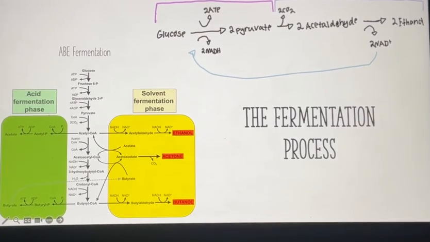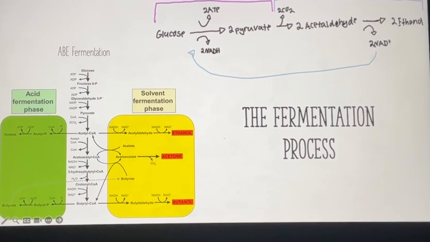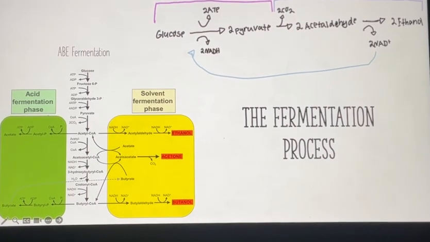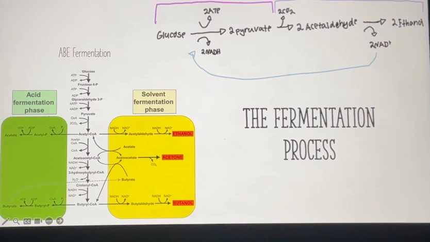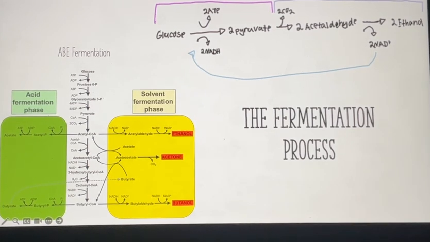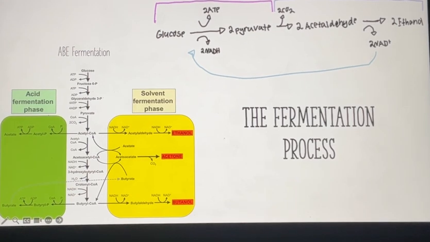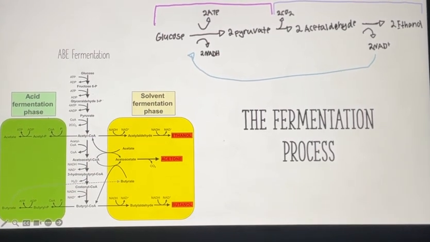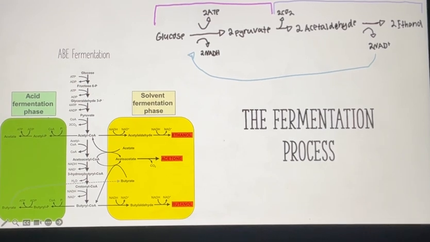A big part of producing biobutanol falls on fermentation. Here I have included a simple illustration of alcoholic fermentation. However, the fermentation process that occurs when making biobutanol is much more complex. It is known as ABE fermentation, or acetone butanol ethanol fermentation, due to the products it generates.